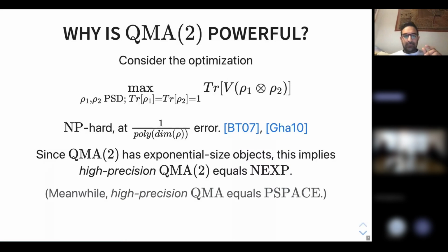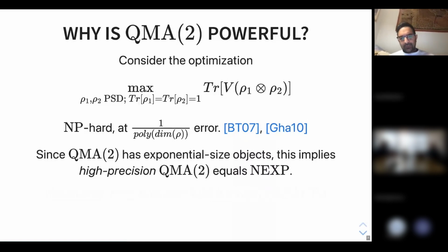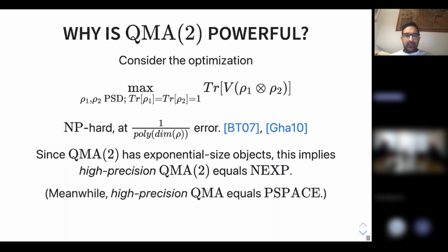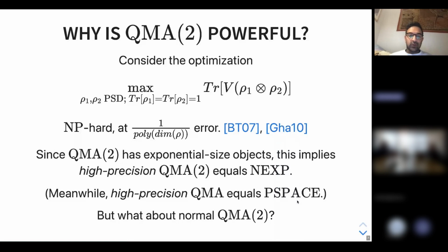But there's this issue about precision, because we have exponential sized classical objects, it's only saying that high precision QMA2 is NEXP. Low precision QMA2, or QMA2 with 2/3, 1/3 error, might not be equal to NEXP. By contrast, high precision QMA is only equal to PSPACE. And we know this. So this at least gives you a hint that, under different settings, QMA and QMA2 have different behavior. But what about normal QMA2?